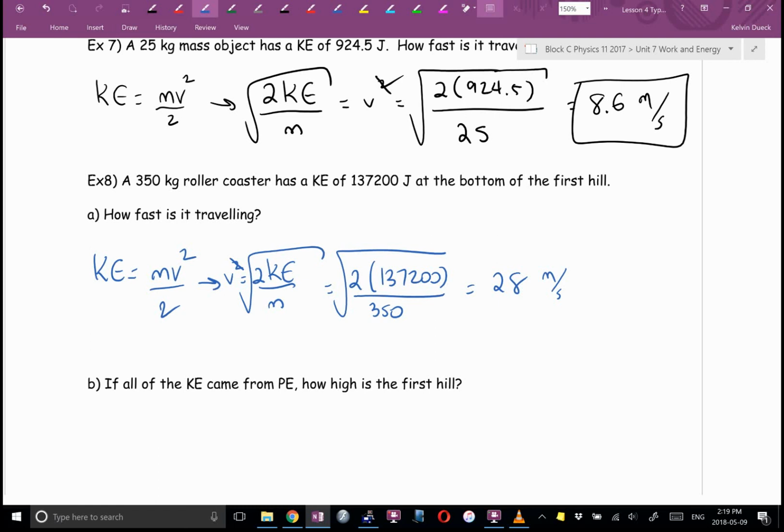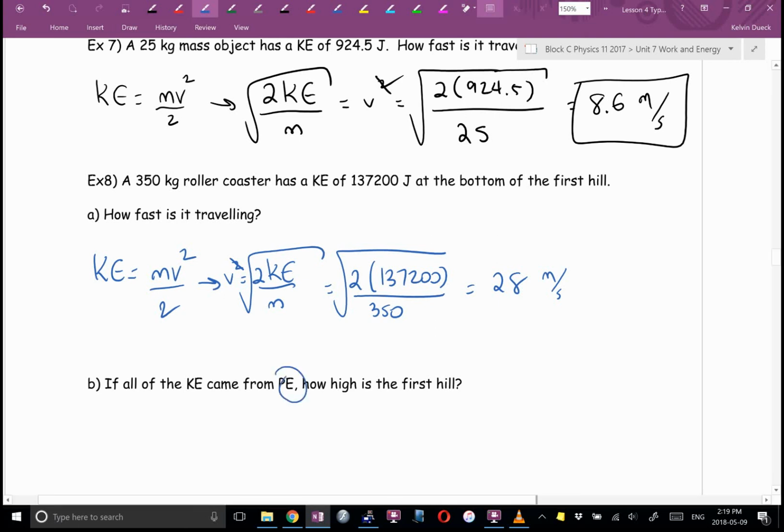Let's suppose you're a ride designer, Tristan, and at the bottom of that first hill, that's how fast you want them to go. Where does that kinetic energy come from? It comes from the potential energy of the first hill. How high does that first hill have to be? Now we can talk about ride design.